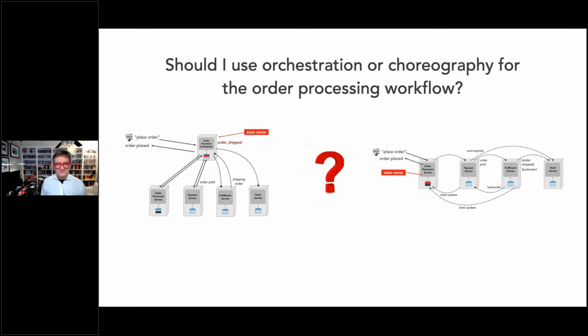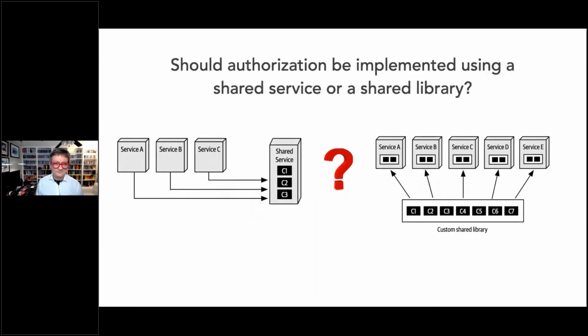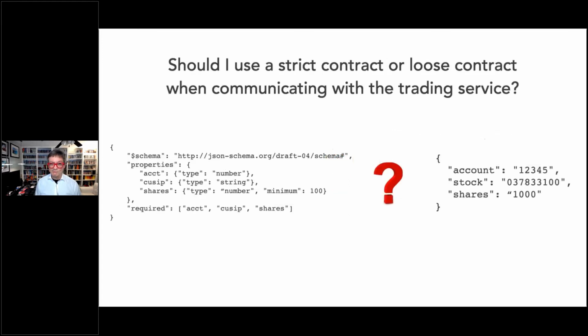Another one has to do with reuse within distributed systems. Should authorization be implemented using a shared service or a shared library? Which one's the right choice? What about this? Should I use a really tight contract to bind things together to get good contract fidelity, but that forces me to do versioning and deprecation? Or should I use looser contracts and try to go versionless when communicating with a trading service? Which one is the right answer?